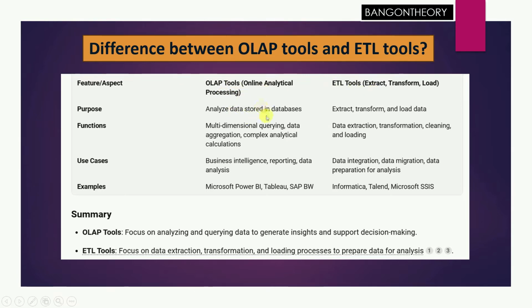So OLAP is used for analysis purposes, and its functions are multi-dimensional querying, data aggregation, and complex analytical calculation. ETL is extraction, transformation, cleaning and loading. OLAP is used for BI, reporting and analysis purposes, and ETL is used for integration and transactional purposes. Here are some examples, and if we summarize, OLAP is used for decision making and insights, and ETL is used for the extraction, transform and loading process to prepare data for analysis.